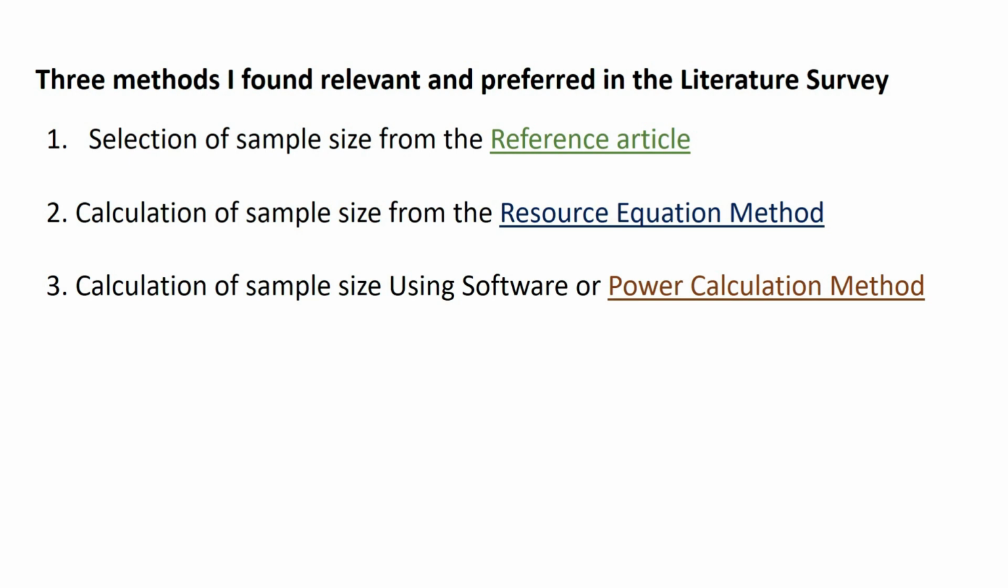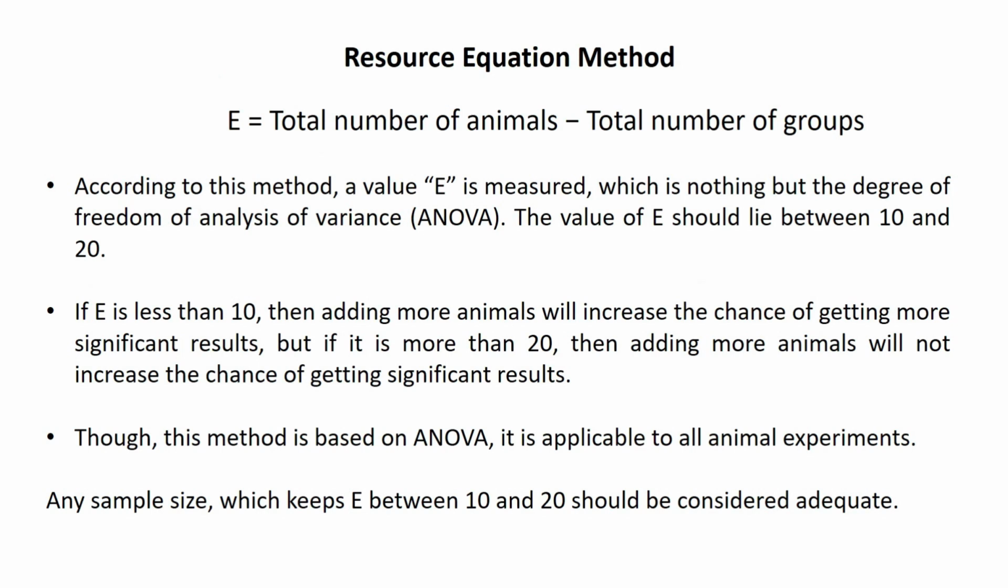Moving forward, we will see the next point. The second method is the resource equation method. In that, one formula is given: E is equal to total number of animals minus total number of groups. According to this method, the value E is measured, which is nothing but the degree of freedom of analysis of variance, ANOVA. The value of E should lie between 10 to 20.